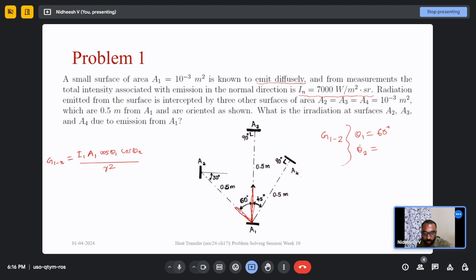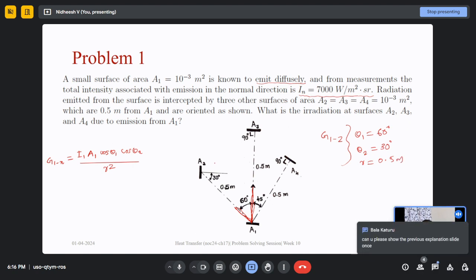Theta 2 would be the same angle, near the receiver. 30 degrees, yes. Now what is R? 0.5 meters, right? And you have the value for I and you have the value for A1.